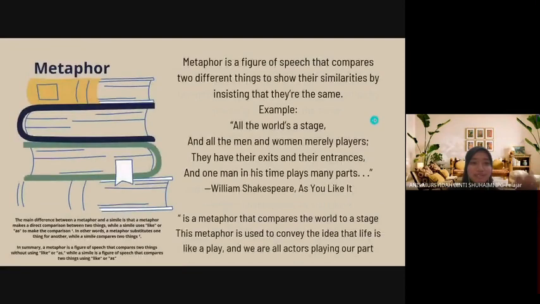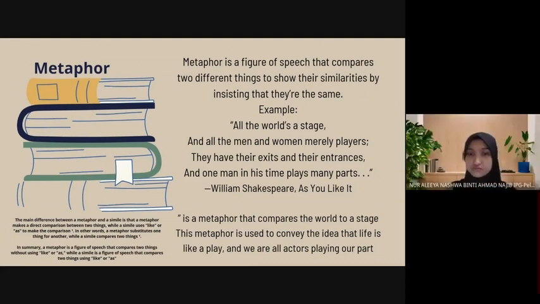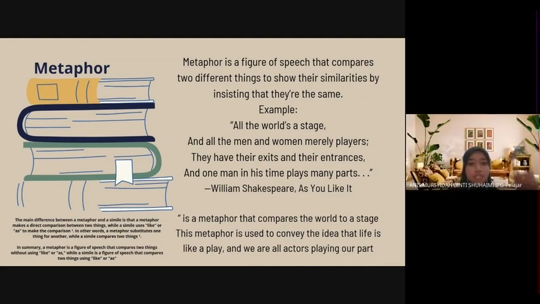The second is metaphor. A metaphor is a figure of speech that compares two different things to show their similarities by insisting that they are the same. For instance, "All the world's a stage, and all the men and women merely players. They have their exits and their entrances, and one man in his time plays many parts," by William Shakespeare, As You Like It. This metaphor compares the world to a stage. It is used to convey the idea that life is like a play and we are all the actors playing our part.